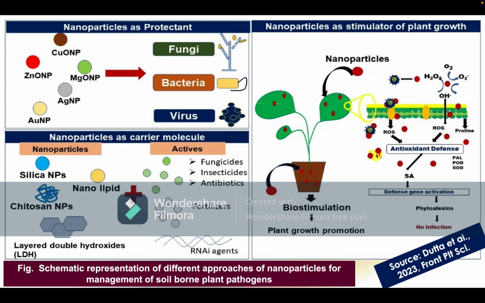Over time, we have seen that nanoparticles like zinc oxide can be a good protectant against fungi, bacteria as well as viruses. Besides zinc oxide nanoparticle, copper nanoparticle, magnesium oxide nanoparticle, silver nanoparticle, and gold nanoparticle can be the best protectant agents against these biotic agents. Besides that, many nanoparticles can be utilized as carrier molecules for fungicides, insecticides, antibiotics, fertilizers, as well as RNAi agents.